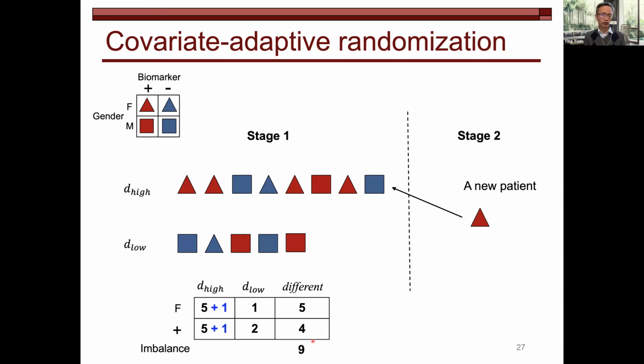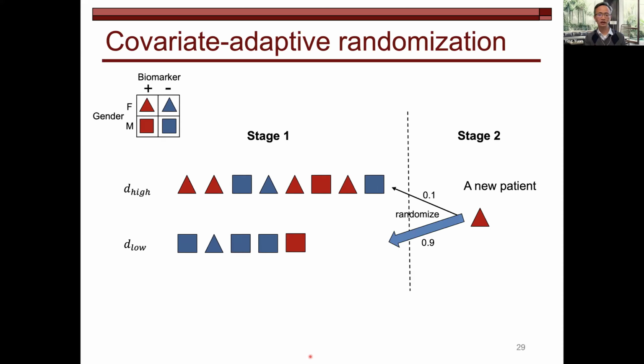Now, if we assign this new patient into the high dose, we're going to put 1 more patient in this category, and the total imbalance becomes 9. And if we assign this patient to low dose, those 2 cells increase by 1, and the imbalance is 5. So obviously, we want to assign this patient to low dose because it minimizes the imbalance in terms of those prognostic factors. So you can do that in a deterministic way. I always be greedy, directly assign to the dose that minimizes the imbalance.